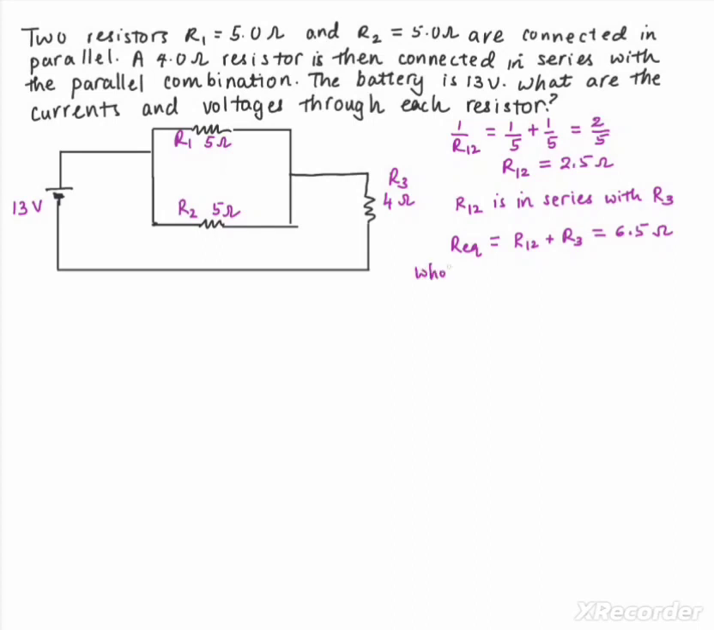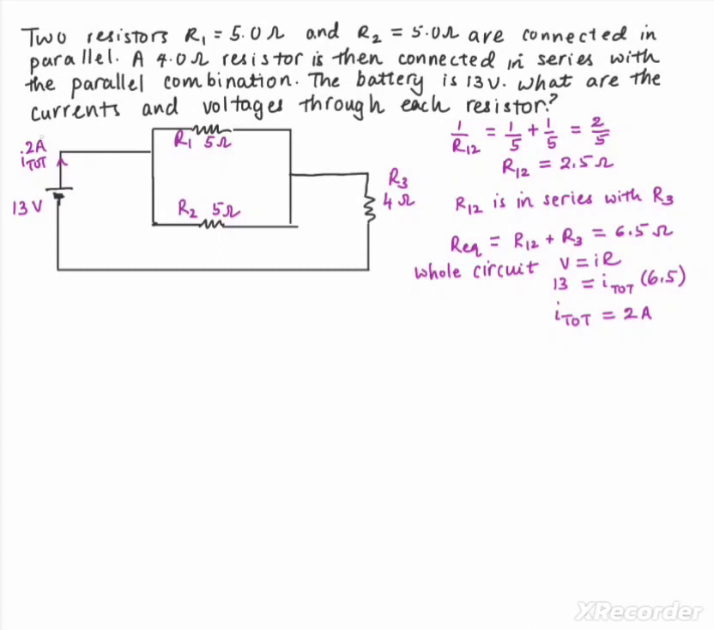Now for the whole circuit, let's do V equals IR. So we have 13 equals I total times Req, and Req is 6.5. So I total is 13 over 6.5, which is 2. So I total is 2 amps.